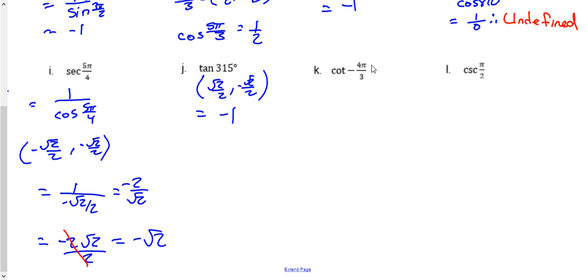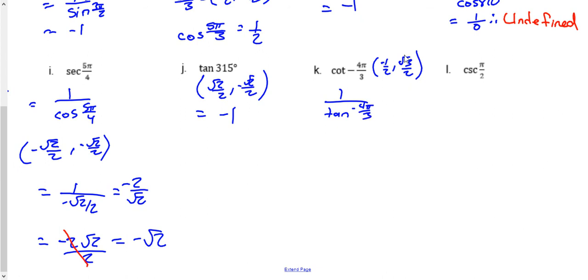For -4 pi over 3, you'd have to go in clockwise rotation until you get to 3 pi over 3, which is pi, and then one more, 4 pi over 3. So you're looking at that 120 degree marker, which has a coordinate of -1 half and positive root 3 over 2. There you go. So we found the coordinate. We're looking at cotangent, which is 1 over tan of -4 pi over 3.